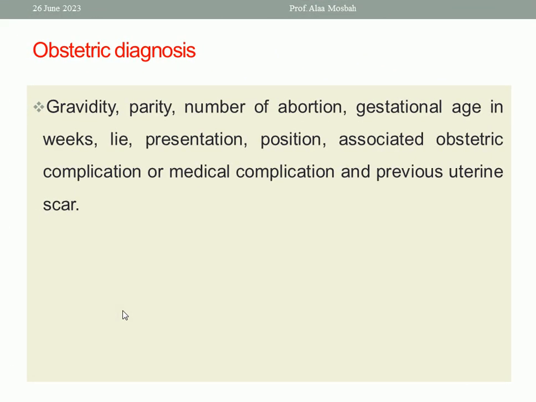Then you are reaching obstetric diagnosis, which includes the gravidity, parity, number of abortions, gestational age in weeks, lie and presentation, position of the fetus, associated obstetric complication or medical complication, and previous uterine scar, if any.